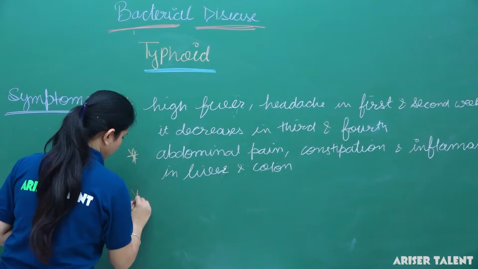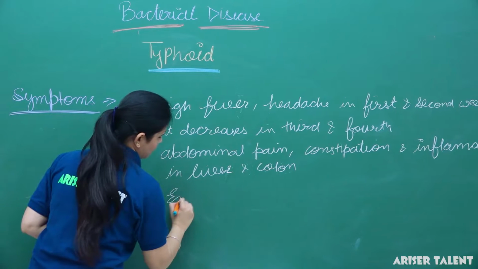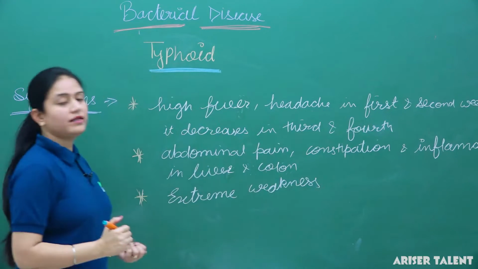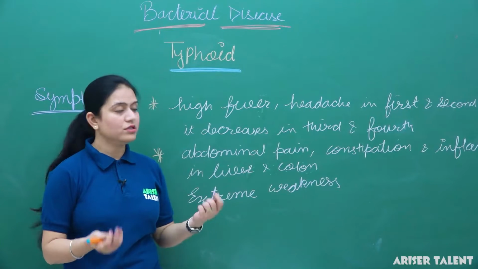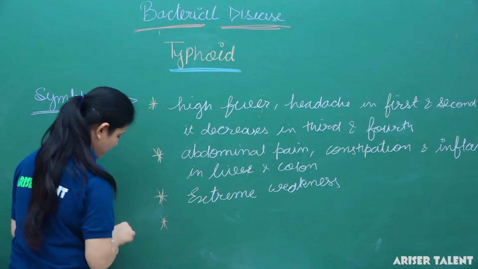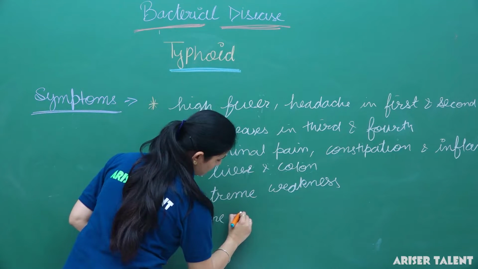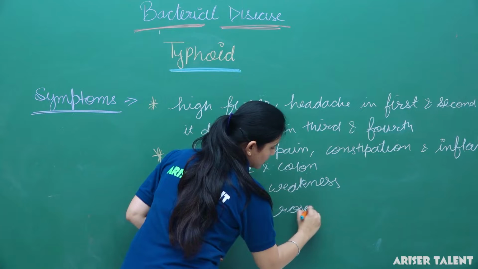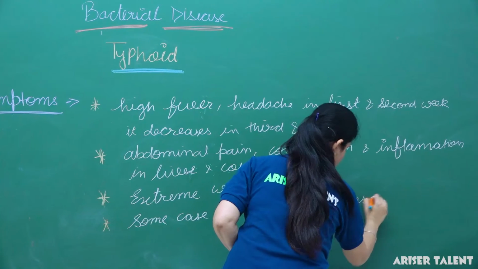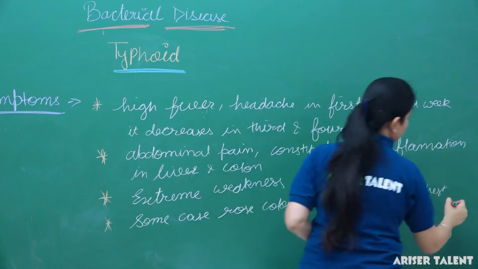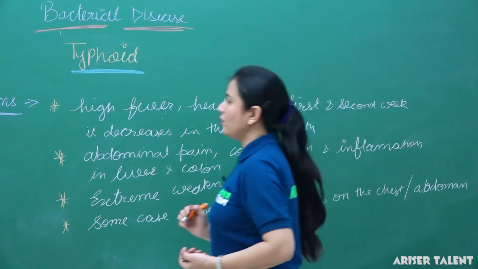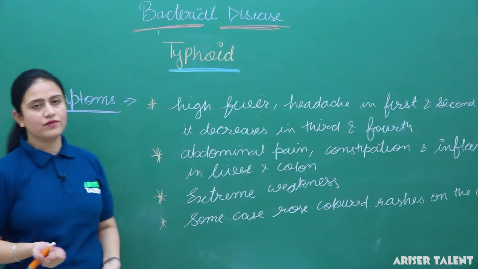Another is extreme weakness, and sometimes rose colored rashes can appear on the chest or on the stomach or abdomen. Sometimes, or in some cases, rose colored rashes on the chest or abdomen. So these are the symptoms by which we can identify that a person is suffering from typhoid.